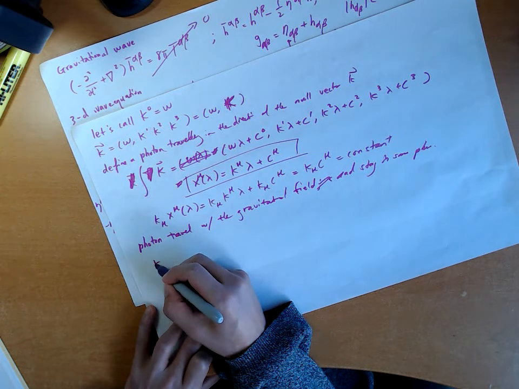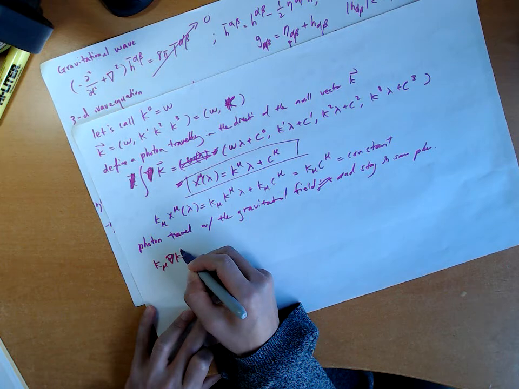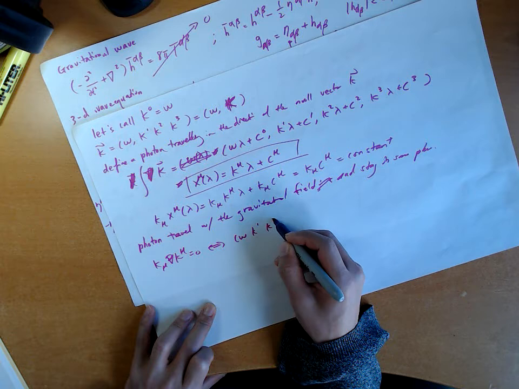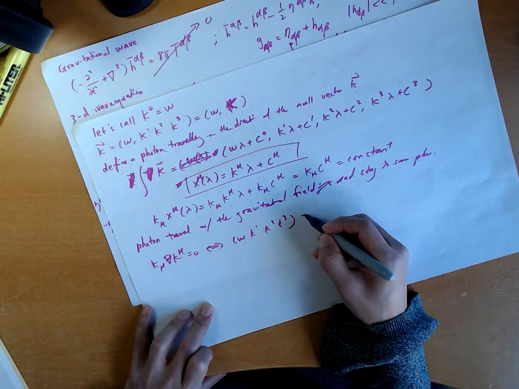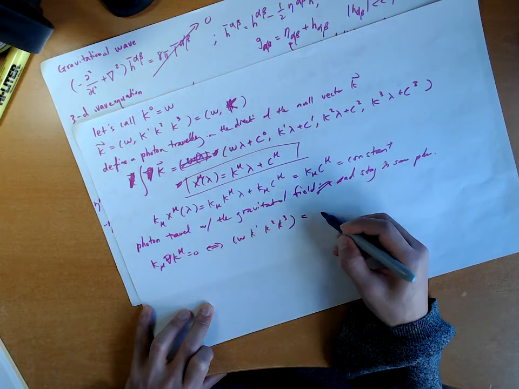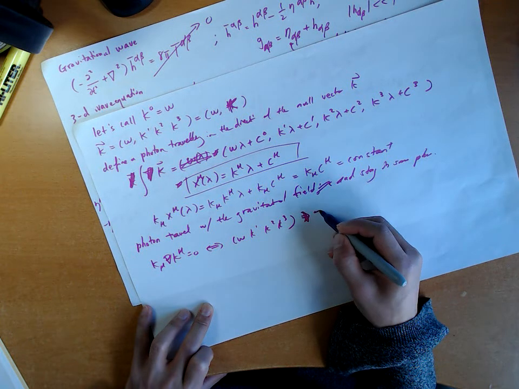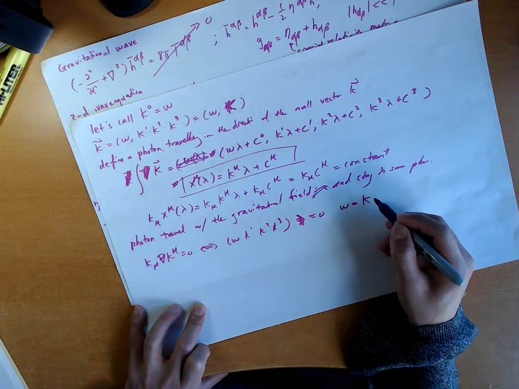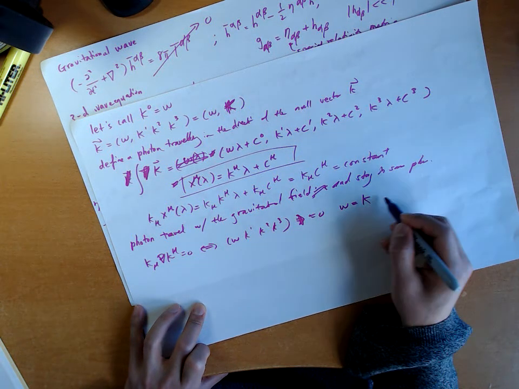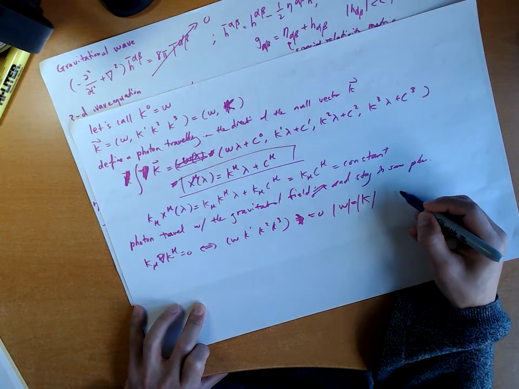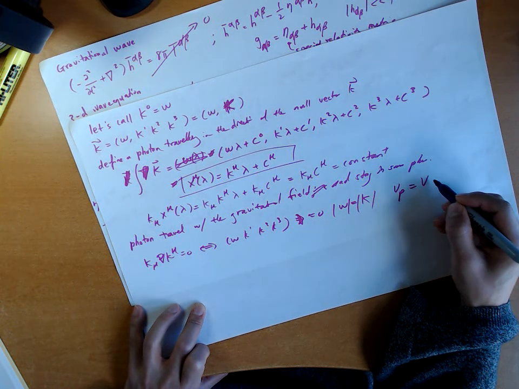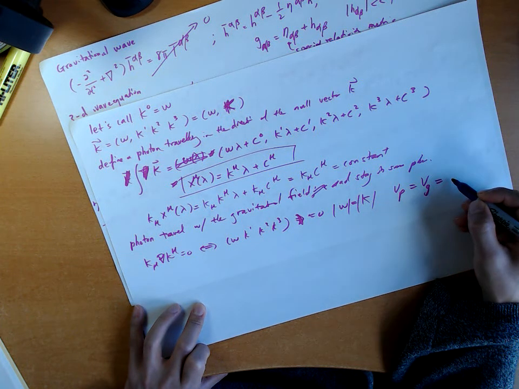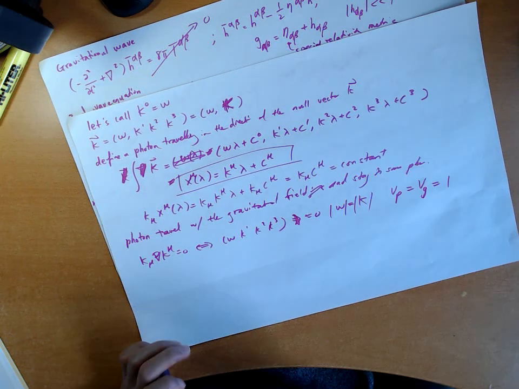from the nullity of k mu, which is equivalent to w, k1, k. This might be carrying on too long. I don't want to take more than 15 minutes because then I can't upload this. So we can conclude from this that it equals 1, and so there's no dispersion.